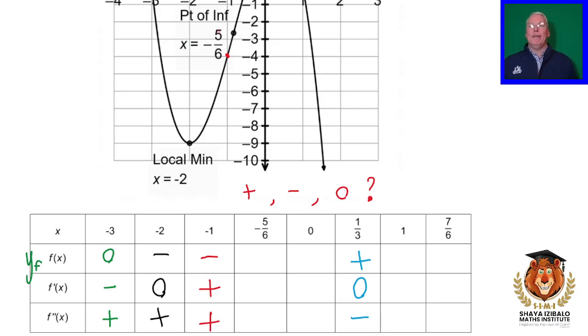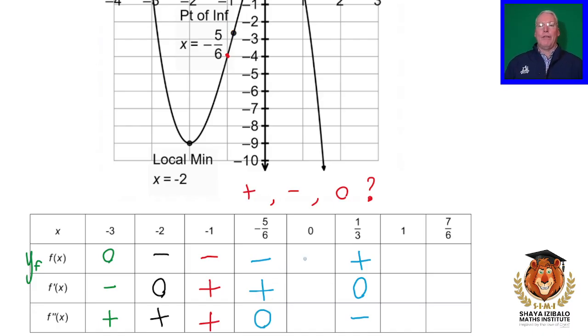Right, now at -5/6, what's the function value? Is it positive, negative, or 0? It's definitely negative. What about the gradient? The gradient's positive because the graph is going uphill. What about the second derivative? Now, at a point of inflection, the second derivative is 0.